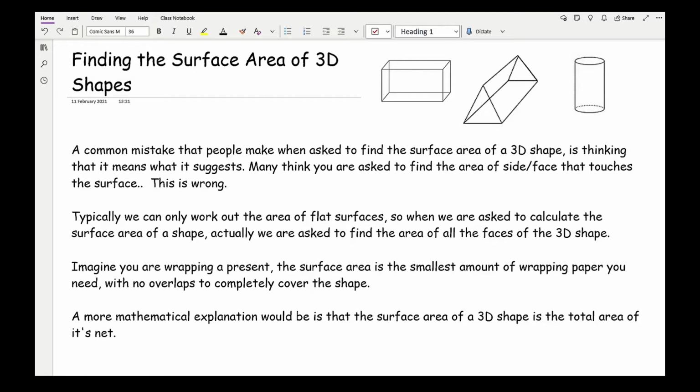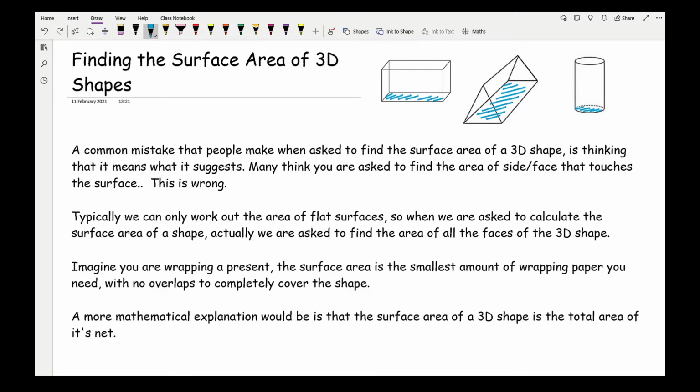and this is wrong. So what I mean by that is, a common misconception or mistake that people make when asked to find the surface area of a shape is that what they usually go for, if we look at the cuboid on the top of the screen, is they work out this area here, or on the triangular prism, this area here, or on the cylinder, this area here, because they would be the faces that actually touch the surface, and that is incorrect.